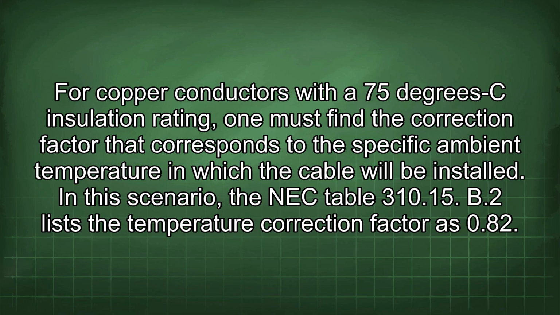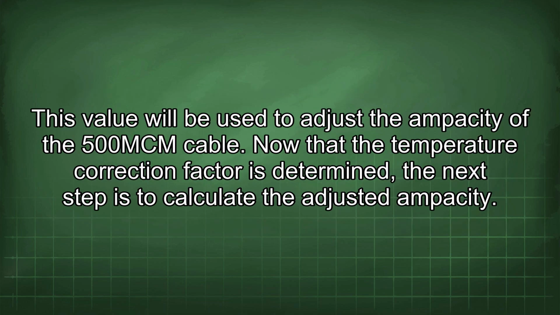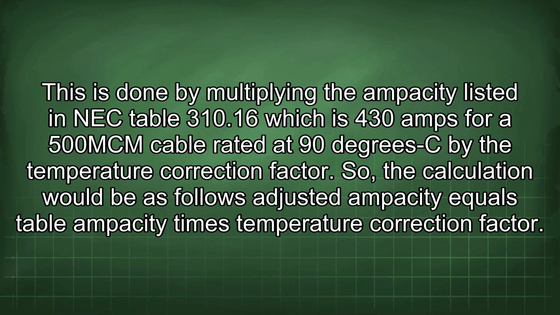In this scenario, the NEC Table 310.15(B)(2) lists the temperature correction factor as 0.82. This value will be used to adjust the ampacity of the 500 mcm cable. Now that the temperature correction factor is determined, the next step is to calculate the adjusted ampacity. This is done by multiplying the ampacity listed in NEC Table 310.16, which is 430 amps for 500 mcm cable rated at 90 degrees C, by the temperature correction factor.